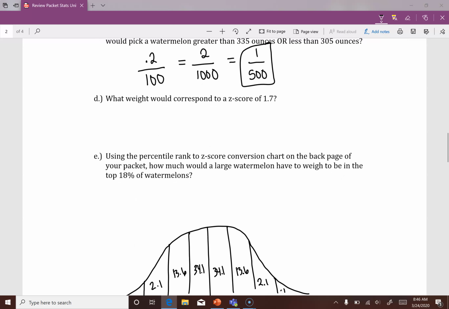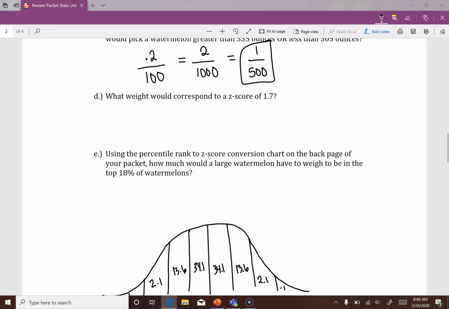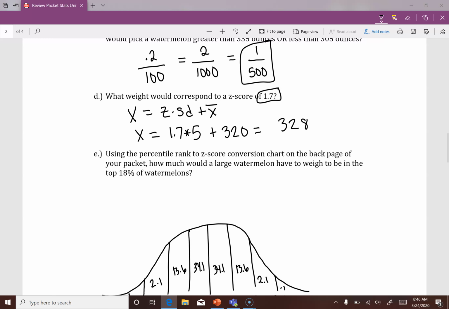All right, next one says what weight would correspond to a z-score of 1.7? Well, we have to write down our formula for x. That's x equals z times standard deviation plus x bar. So I know that my x is going to be equal to my z of 1.7, that's given to me right here, times the standard deviation, which is given to me in the problem as 5. Okay, and then we're going to add our average, which is again given to us in our problem. And that's going to be 328.5 ounces.